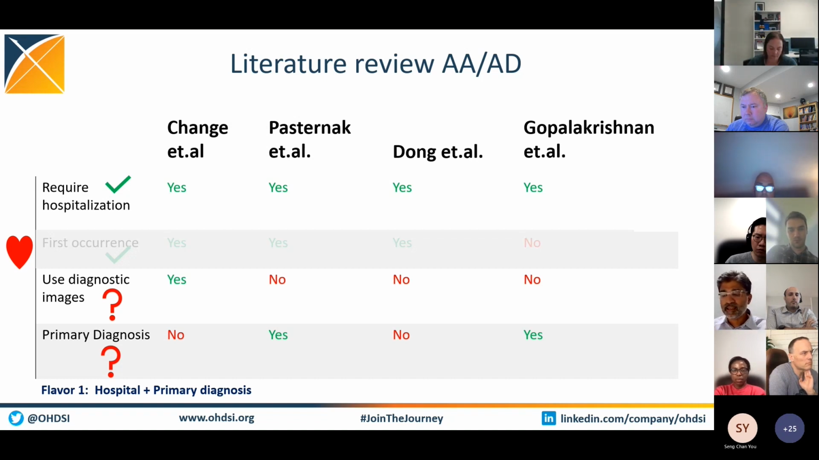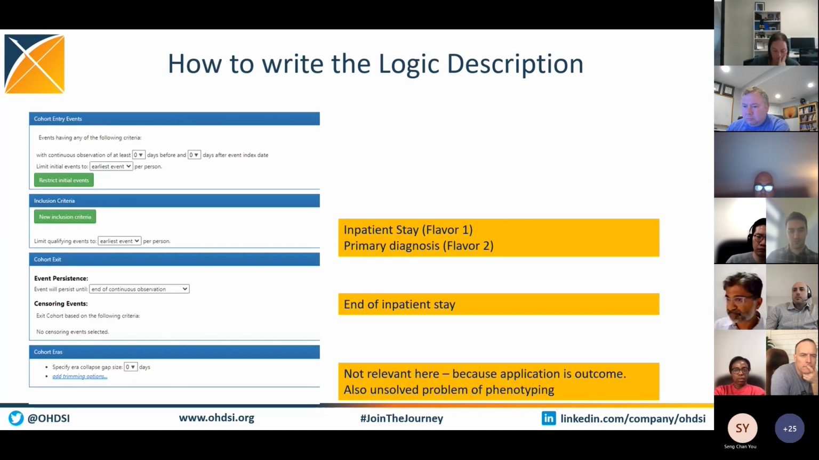Flavor number 1 is hospital plus primary diagnosis. And flavor number 2 is hospital plus any diagnosis. The diagnostic images could add flavors to this, but let's simplify because only one publication uses diagnostic images. Let's simplify and say flavor 1 and flavor 2, 2 flavors: hospitalization with primary diagnosis, hospitalization with any diagnosis.